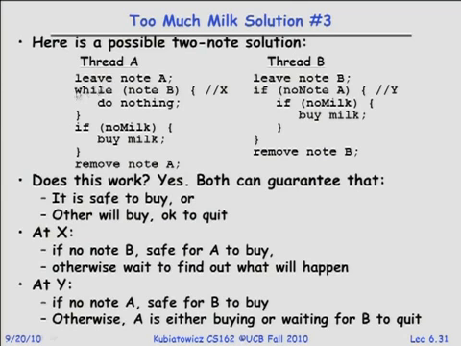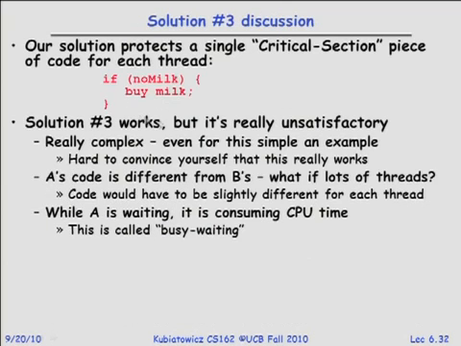Solution number 3 works, but it's extremely unsatisfactory. It's complex. Come up with a generalization. Suppose you've got 20 threads. That's an exercise for the reader. And another thing that's bad here is A is waiting to see what happens with B's note. It's spinning, so it's busy waiting. So we're actually wasting CPU time here.